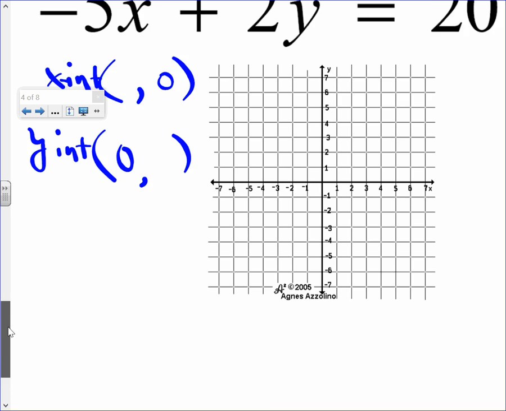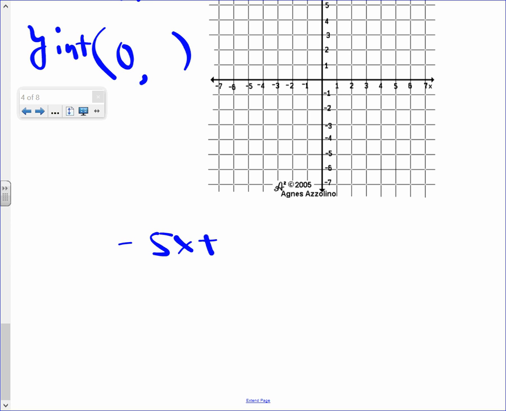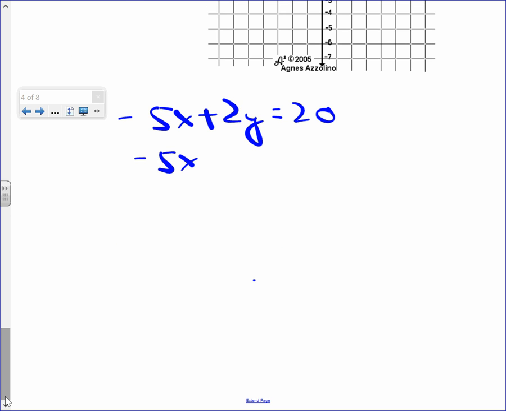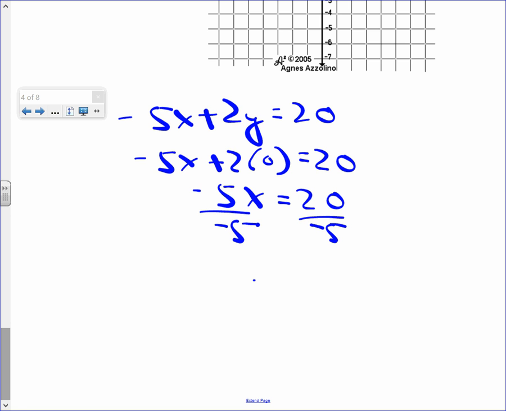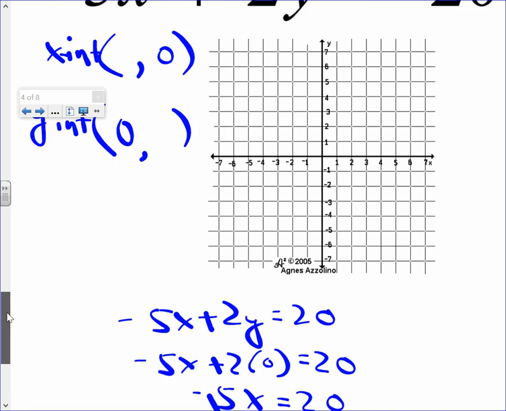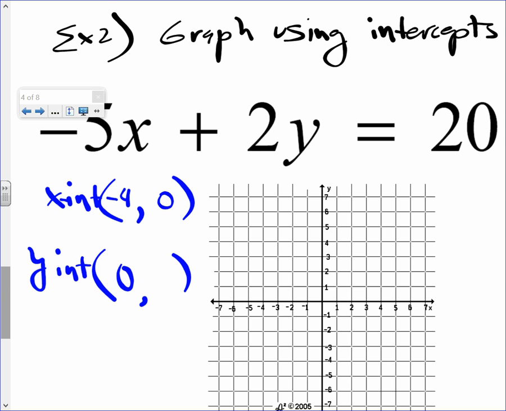Negative 5x plus 2y equals 20. I'll replace y with 0. Watch me do it. Negative 5x plus 2 times 0 equals 20. So negative 5x equals 20. Divide by negative 5, careful. X then is going to be negative 4. If I'm not mistaken, my coffee kicked in. There it is, negative 4. Negative 4, 0 is my x-intercept.